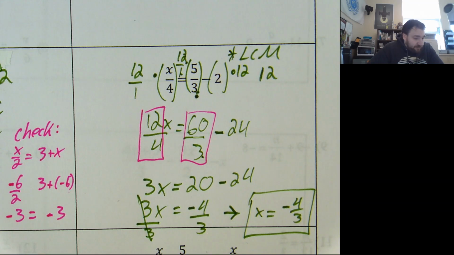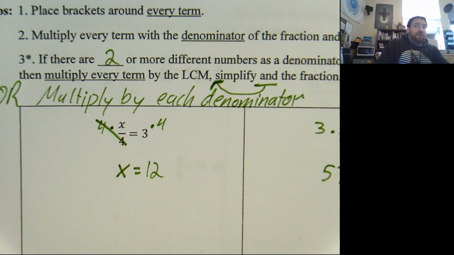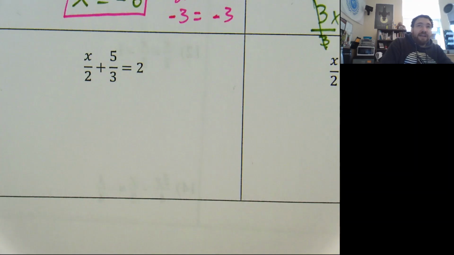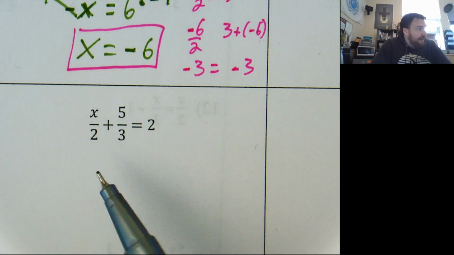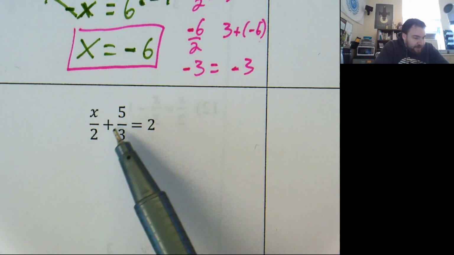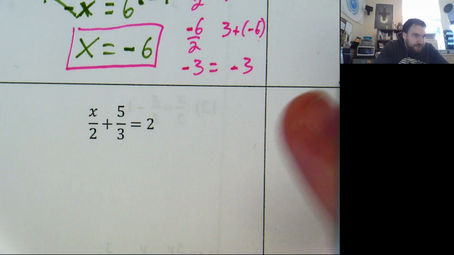I'm going to do the next question the other way, my OR way. Instead of multiplying by the LCM, we're going to multiply by each denominator, and I'll show you how that plays out. So take a look at this one down here. I've got x over 2 plus 5 over 3 equals 2. This looks very similar to the previous question. But instead of doing it the LCM way, I'm going to multiply every term by every denominator. I've got multiple denominators here. They are different. 2 and 3 are not the same number.